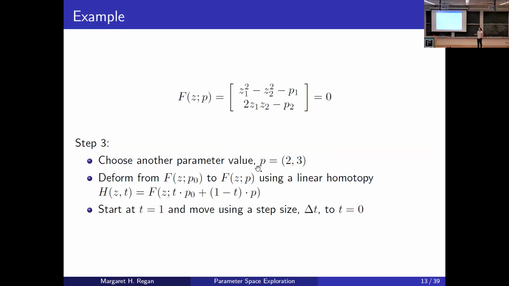So now instead of having a linear homotopy between g and f, we have a linear homotopy in the parameter values from P naught to P. And so we can see that if we have t equals 1, we're at the start system f of z at P naught. And if t is equal to 0, then we're at this f of z at P. You're like, okay, well, why didn't you just solve this one to begin with, right? Why did you go through the whole first part?